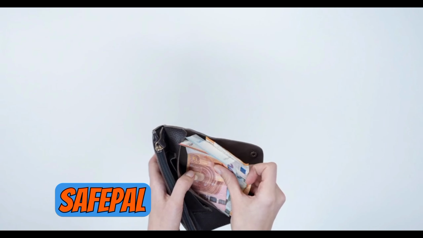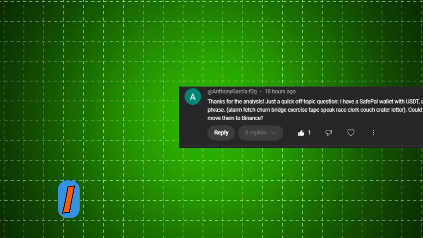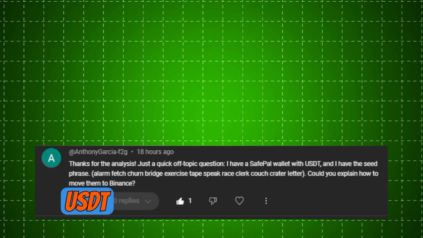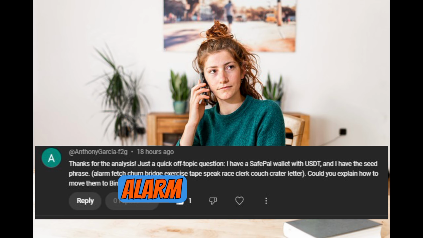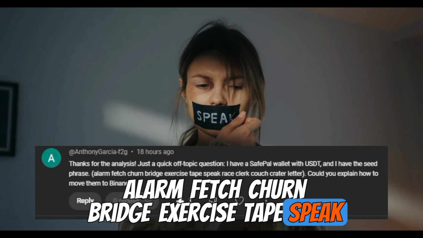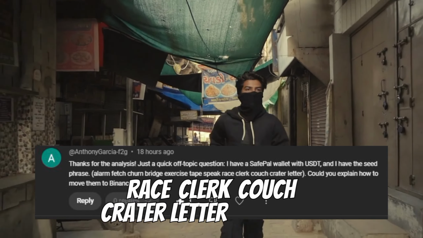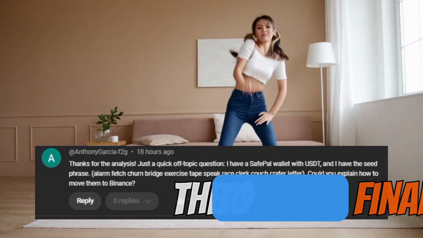Question 1. SafePal wallet to Binance. Question: I have a SafePal wallet with USDT, and I have the seed phrase: alarm fetch churn bridge exercise tape speak, race clerk couch crater letter. Could you explain how I can move them to Binance?